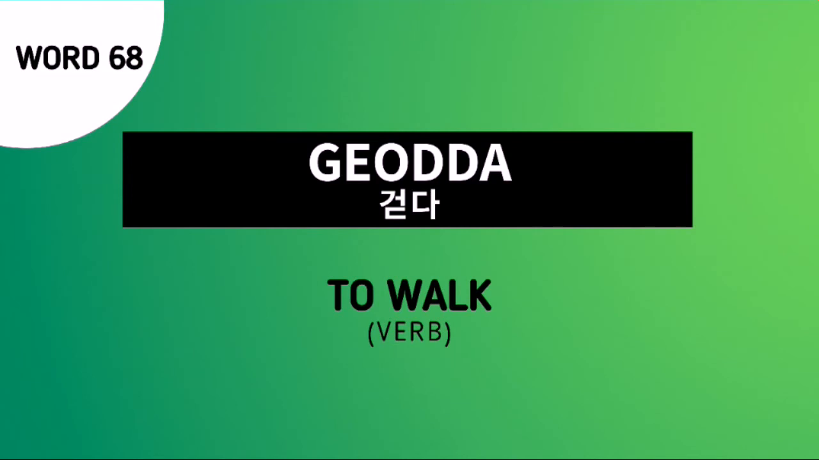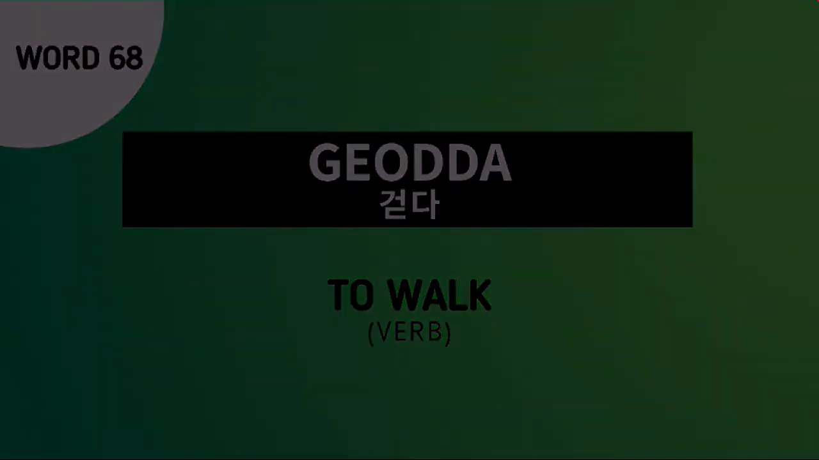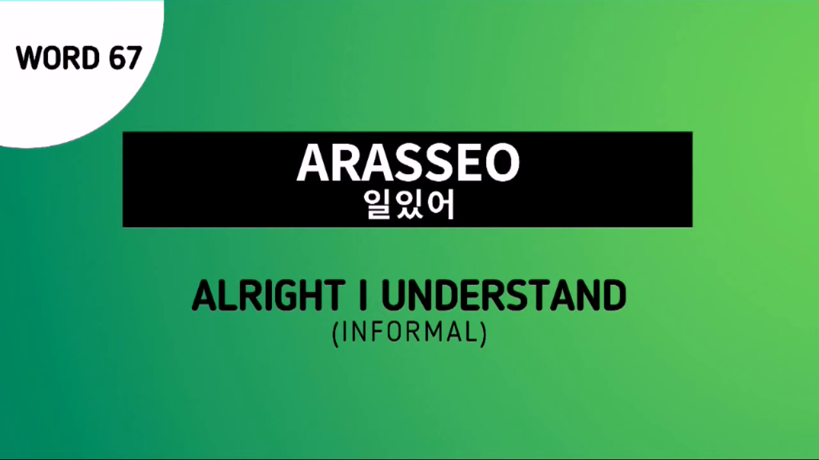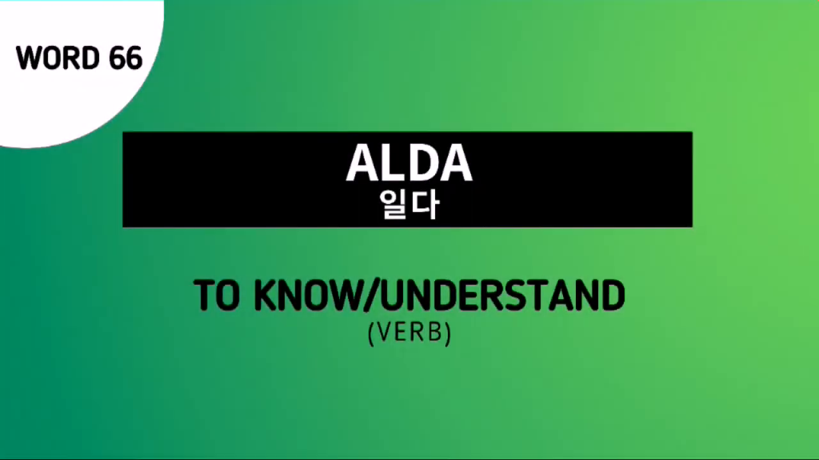Word number 68 is koda. This is a root verb, which means to walk. Word number 67 is araso, and this is an informal way of saying, I understand. Word number 66 is alda. This is another root verb which means to know or understand.